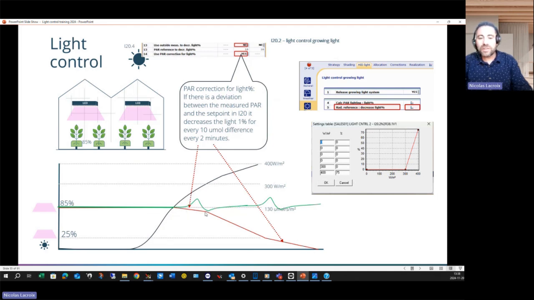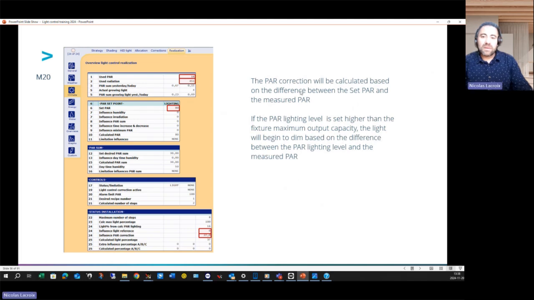So that looks like that. I have my PAR correction. Then when I hit 300 watt per square meter, I begin to have my PAR radiation reference decrease light. And when I hit 25%, so 75% dimming, then the PAR correction takes over. That's the same PAR correction based on the set PAR and the used PAR, and you can see your used radiation here. You will have the influence light reference and the PAR correction that can both dim or increase your light level.